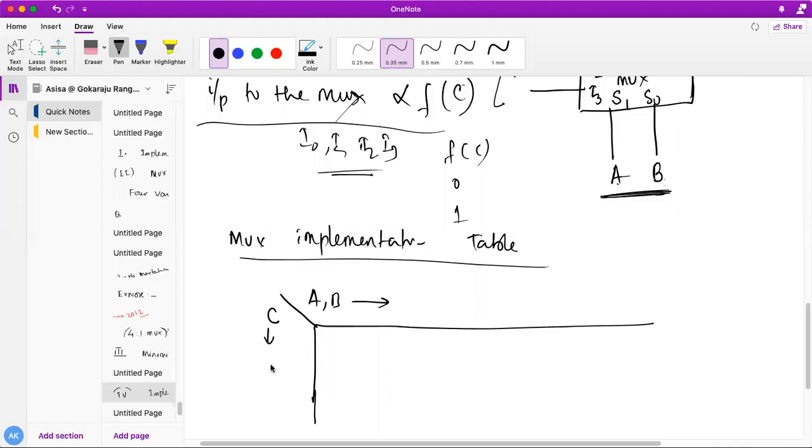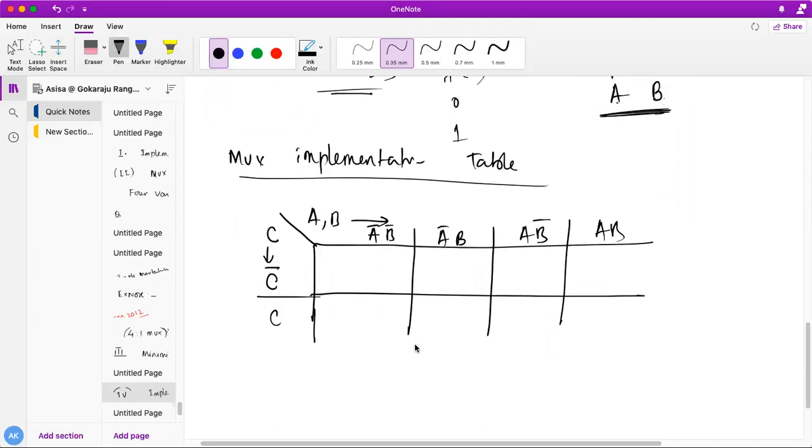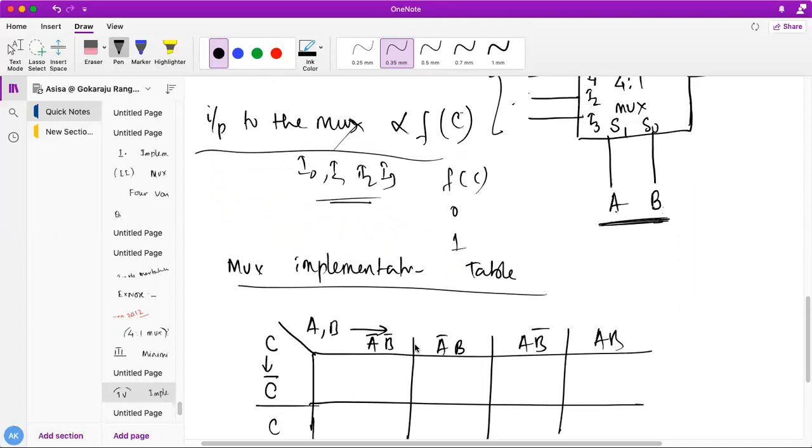Okay, so for C, how many combinations can be possible? C bar and C. Am I correct? For AB, what combinations can be possible? A bar B bar, A bar B, A B bar, AB. Any doubt on this? Please let me know immediately. Okay, first step, the MUX implementation table: you need to put the select lines horizontally, and the remaining variable, which should come as input to the MUX, goes vertically.